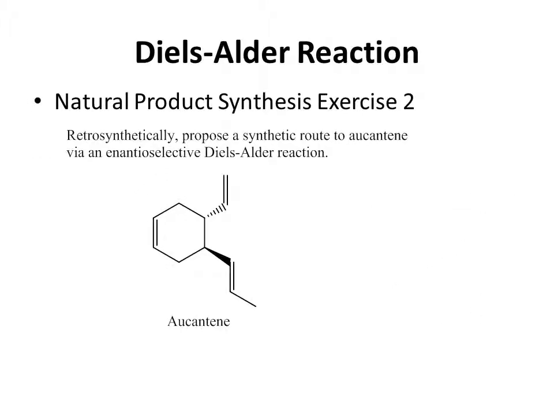Natural product synthesis exercise 2. Retrosynthetically propose a synthetic route to acantene via an enantioselective Diels-Alder reaction. Note you already have the cyclohexene in the structure, but you have to work backward to a dienophile, so the dienophile needs an electron withdrawing group.